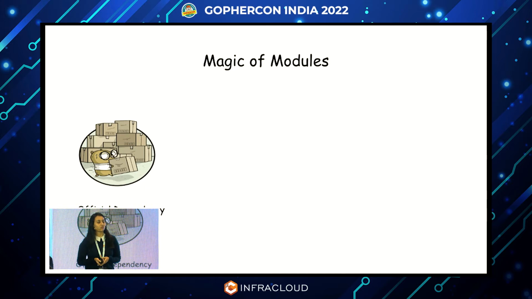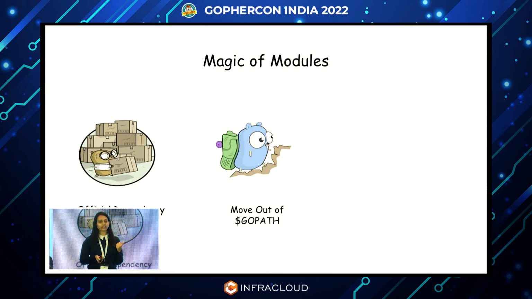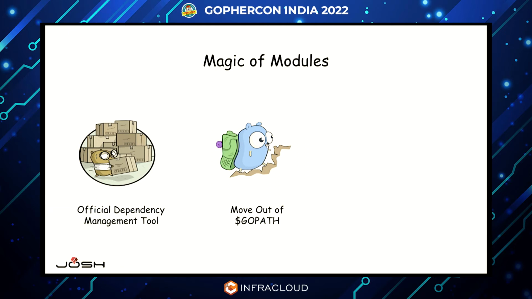Talking about module magic, Go modules were the first official dependency tool introduced in Golang. It gave the liberty to move out of GOPATH. Earlier, we had to place all our code in Go/src, that is the GOPATH. But with the introduction of Go modules, you had the liberty to move out of it and place your project anywhere. Also, all this was available in one single tool. You did not have to download any external tools like dep.